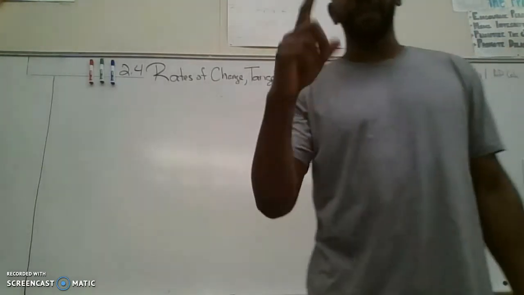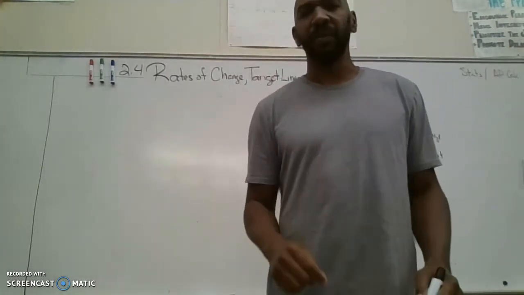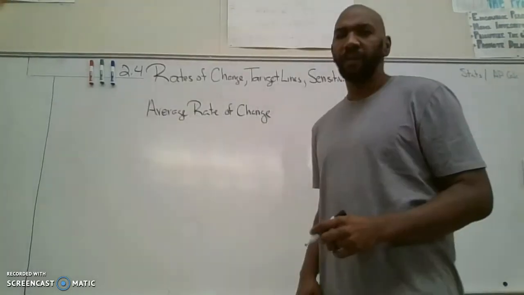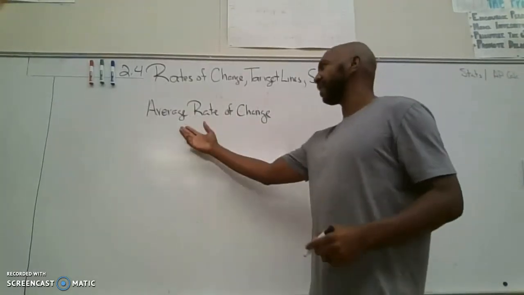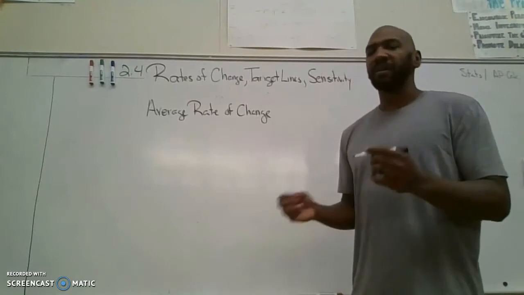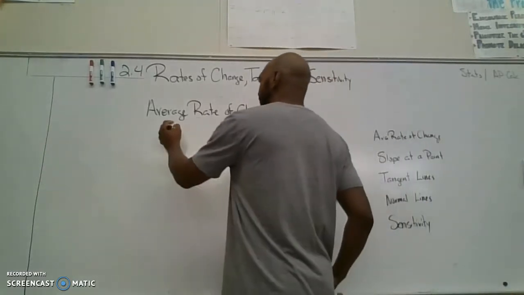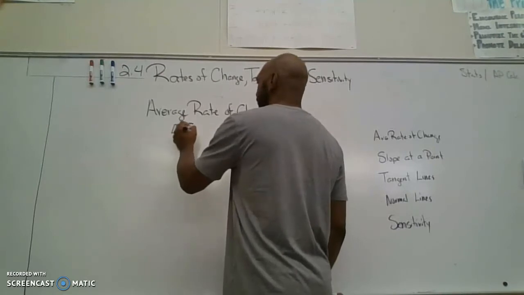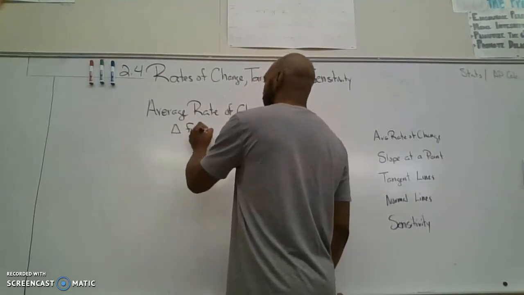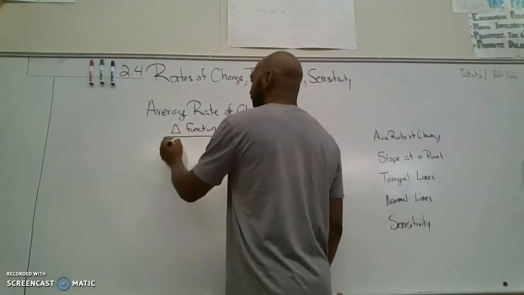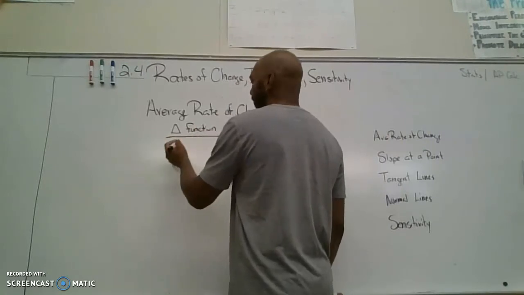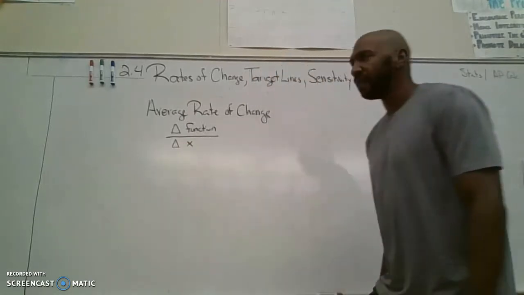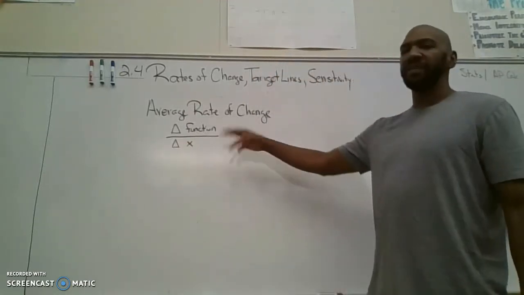Okay, so first off, number 1, we're going to do average rate of change. For a function, when we talk about the average rate of change, what we're going to talk about is the change in f, or the function, divided by the change in the variable, or we'll say in the x. So the change in the function over the change in x.